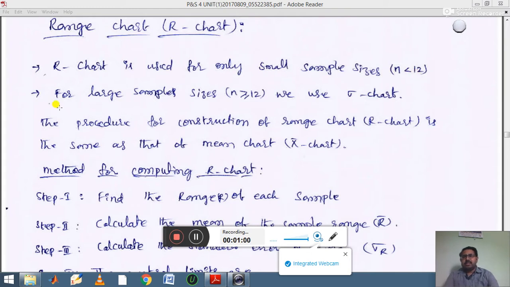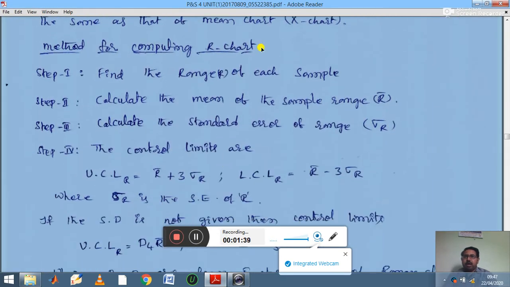The second point is, for large sample sizes, n greater than or equal to 12, we use the sigma chart. Remember, when the sample size is small, n less than 12, most of the time we go with the R chart and mean chart. But when n is greater than or equal to 12, we go with the sigma chart. But mainly you need to concentrate on the X bar chart and R chart. The procedure for construction of the range chart is the same as that of the mean chart. Then we shall see the method of computing the R chart.